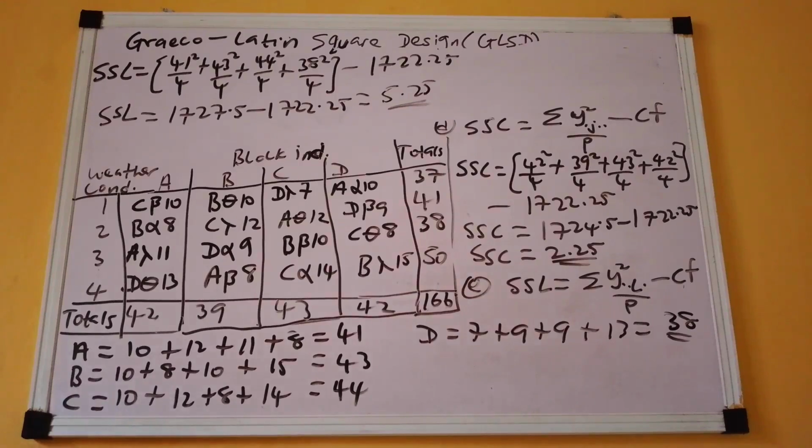So you can see that we are making progress in this. So the sum of squares for the Latin letters is 1727.5 minus 1722.25, and that is 5.25.